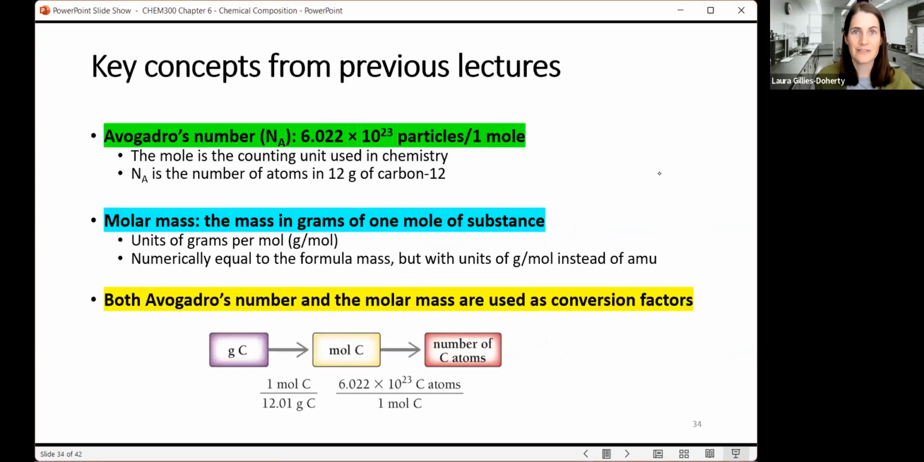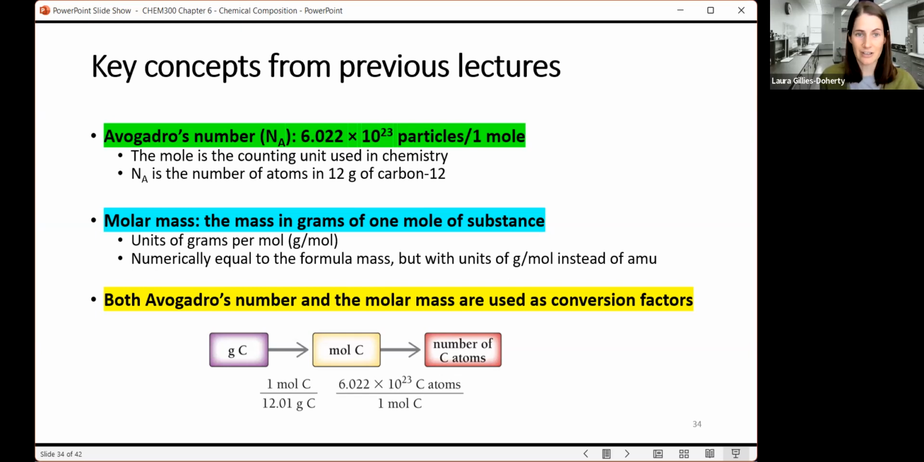So just a quick review of what we've covered so far, some of the main concepts. In the very beginning, we talked about Avogadro's number. Avogadro's number is abbreviated N sub A. What it means is that there's 6.022 times 10 to the 23rd particles per 1 mole of substance. The mole is the counting unit used in chemistry, kind of like a dozen is a counting unit used in baking. Molar mass we covered, it's the mass in grams of 1 mole of a substance, as units of grams per mole. And then we covered using both Avogadro's number and the molar mass as conversion factors.